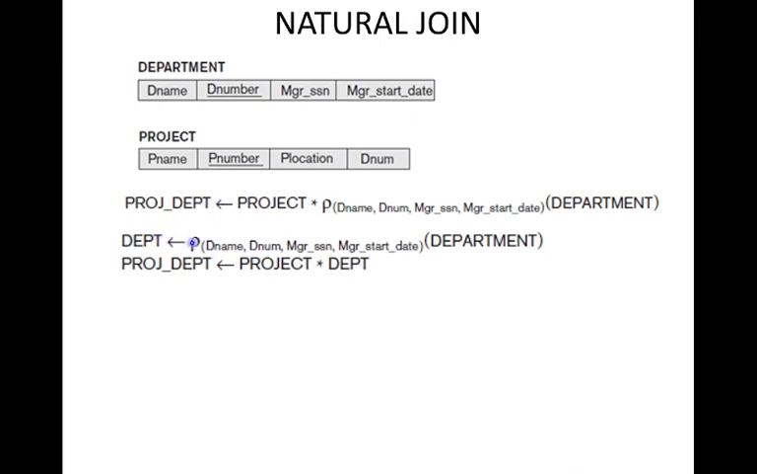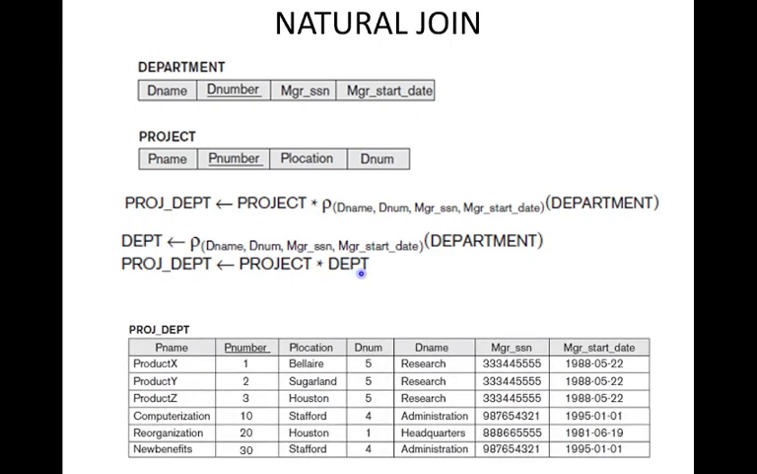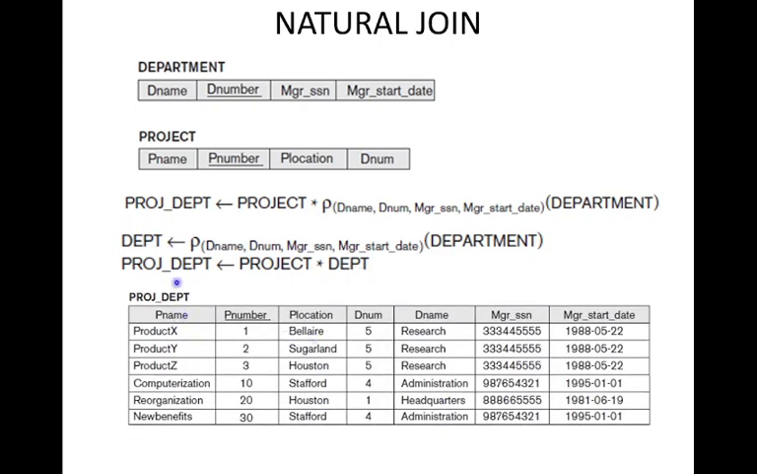So what we do is we will first rename the department. We will rename this attribute d number to dnum first. After that we will take the natural join of project star department, and you will get the result like this. We call it the project department relation. So project department will be like this.